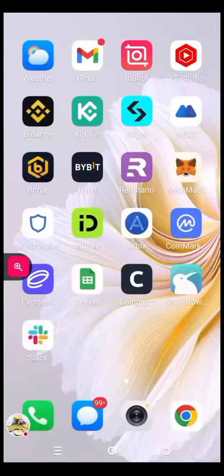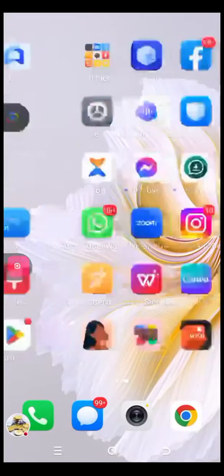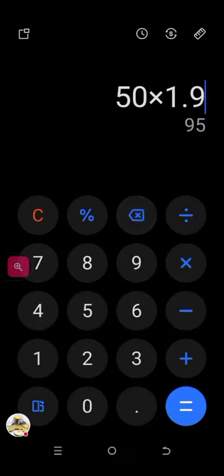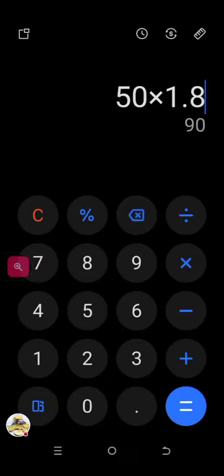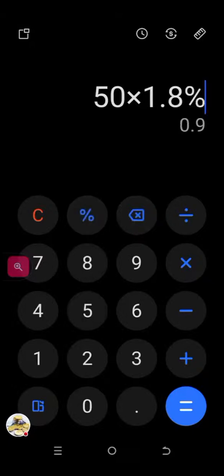Let's take a good look at our calculator again. 90 cents, that should be 1.9. Am I right? Let's look at that. 50 times 1.95. No, that's 1.9, I guess. No, 1.85. No, let me say 1.8. 1.8, that's it. 1.8%. We made 90 cents.